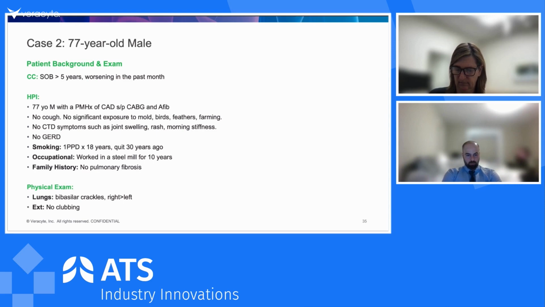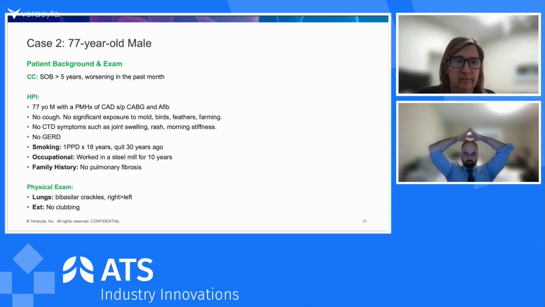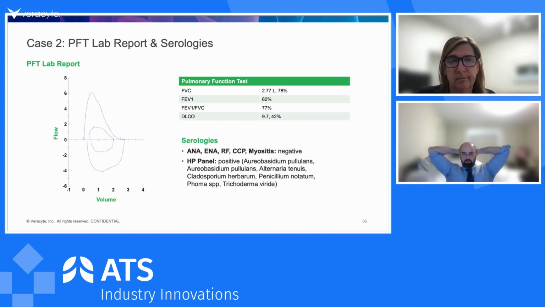He's worked in a steel mill for 10 years. So probably exposed at some point, potentially, to things like asbestos that might be found in a steel mill. There's no family history, and on lung exam, he has bibasilar crackles that are a little asymmetrical and no clubbing. These are his pulmonary function testing results. He has an FVC that's 78% predicted, an FEV1 that's reduced slightly out of proportion to that, but an FEV1 to FVC ratio that's pretty close to normal. And again, a rather reduced DLCO at 42% predicted.